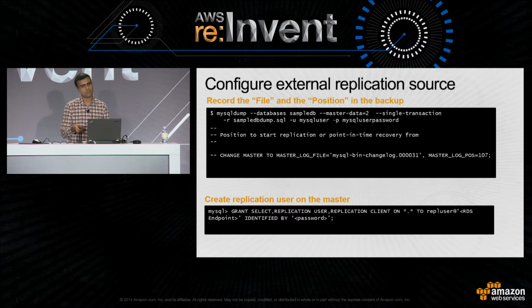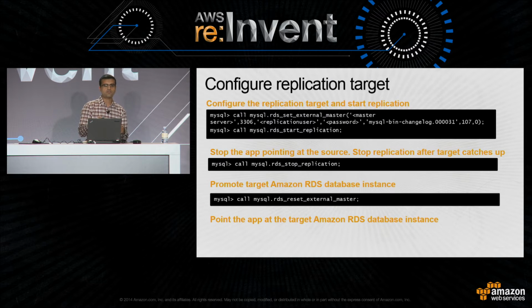So when you do a MySQL dump, it's possible to use an argument that will give you the binary log coordinates. As you can see here, the MySQL dump output has master log file and master log position. So you would want to record that. And then you would want to set up a replication user on your master instance that can connect to the RDS instance. After that's done, you can set up the RDS instance as a slave to an external instance by using a stored procedure that RDS has. The arguments for that are the replication user that you just created in the previous step, as well as the binary log coordinates.